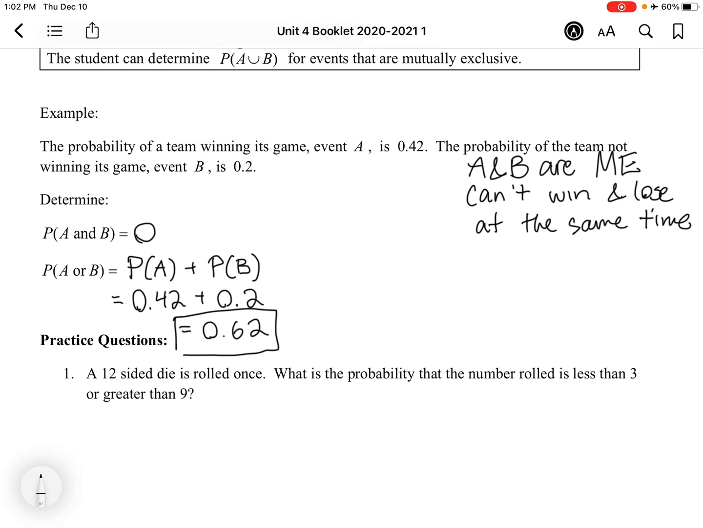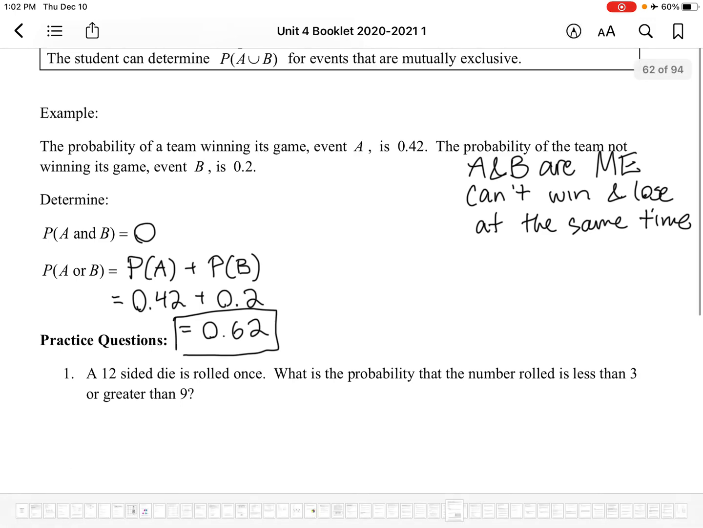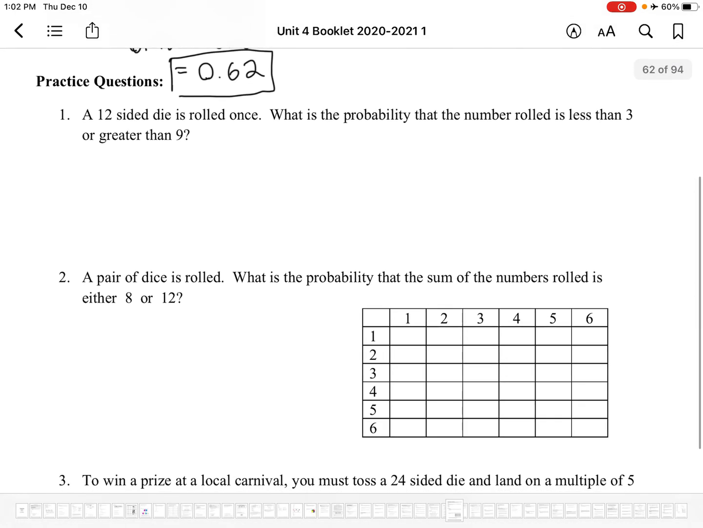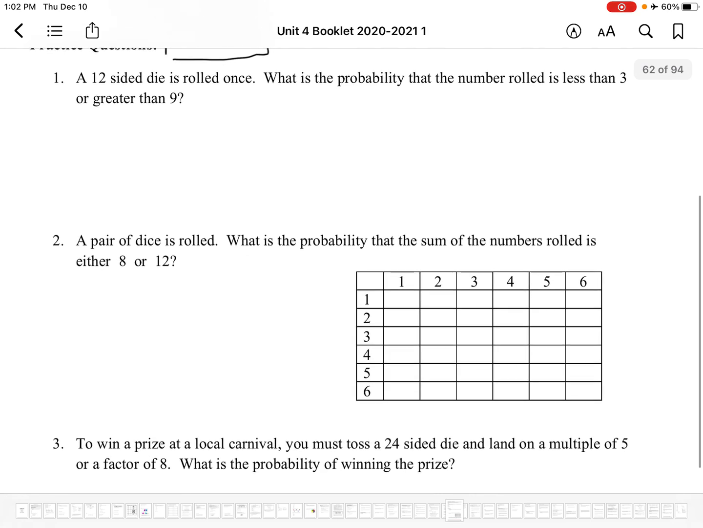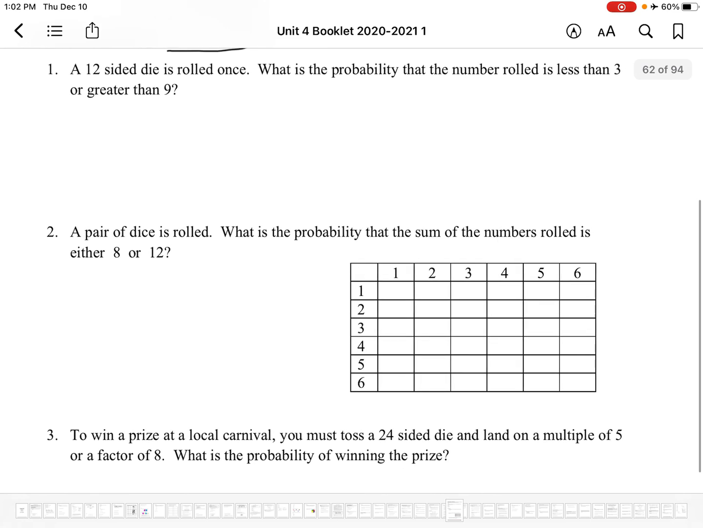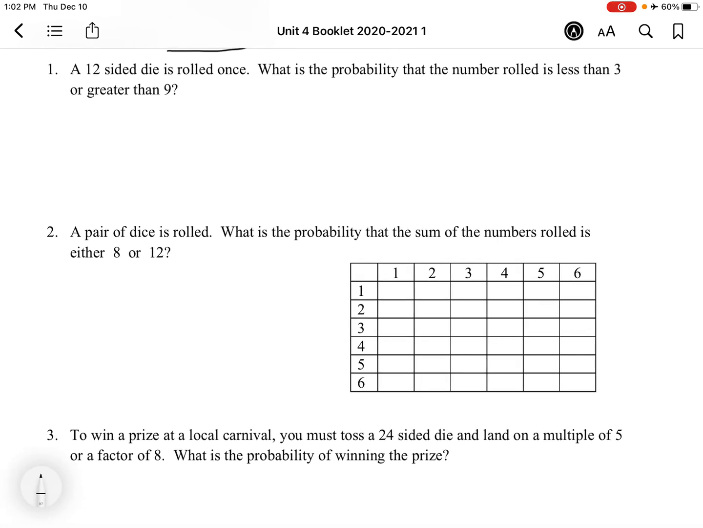Okay, so we're going to try a couple of these practice questions, and then we'll move on. A 12-sided die is rolled once. What's the probability that the number rolled is less than 3 or greater than 9?